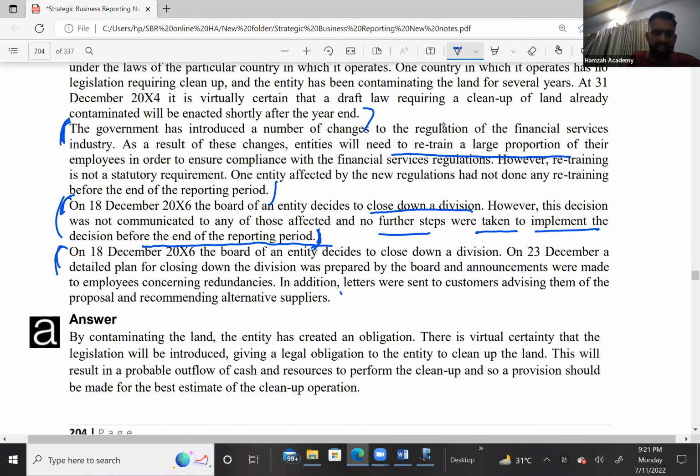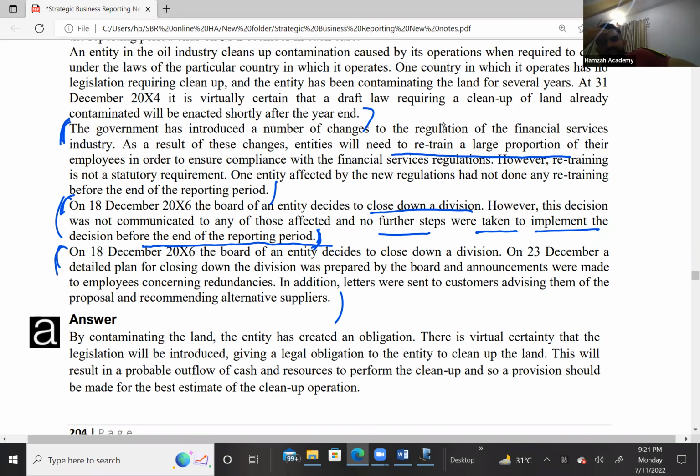Now read this scenario. On 18 December X6, the board of an entity decided to close down a division. On 23rd December, a detailed plan for closing down the division was prepared by the board, and announcements were made to employees concerning redundancies, and in addition, a letter was sent to the customers advising them of the proposal and recommending alternative suppliers. What do you think about this? The plan is there, and it has been communicated. Yes, in this scenario, a provision should be recognized for redundancy cost.